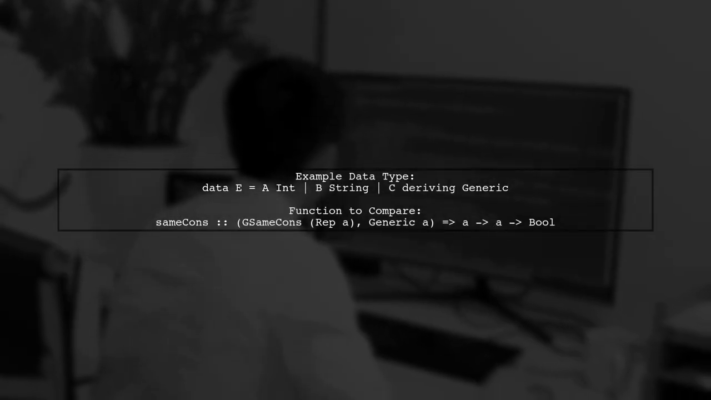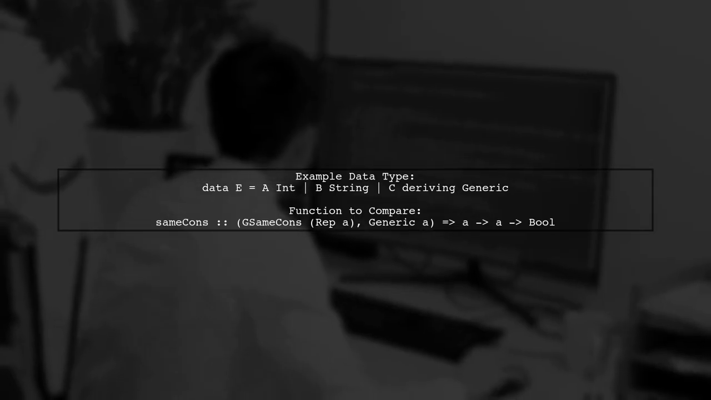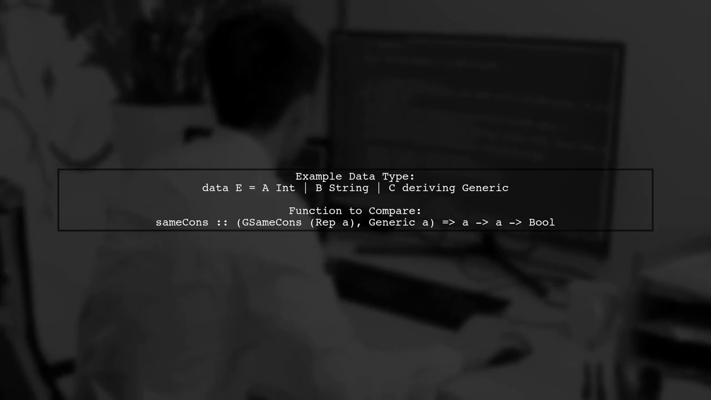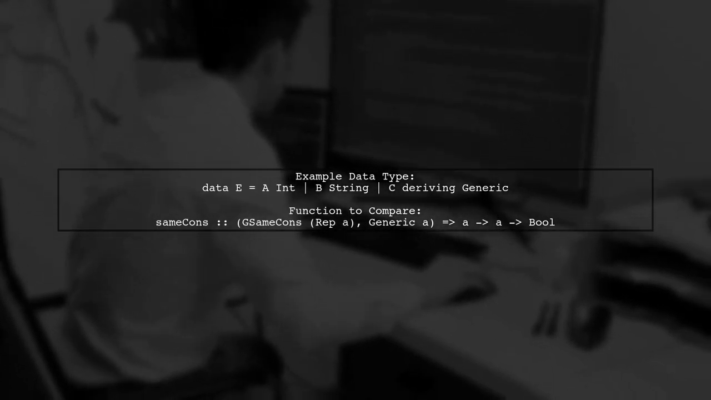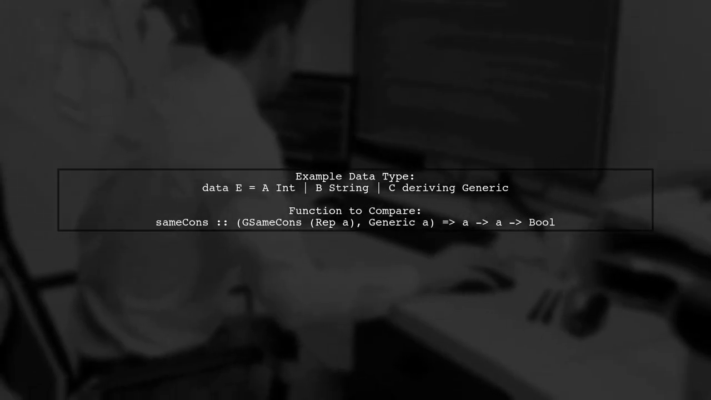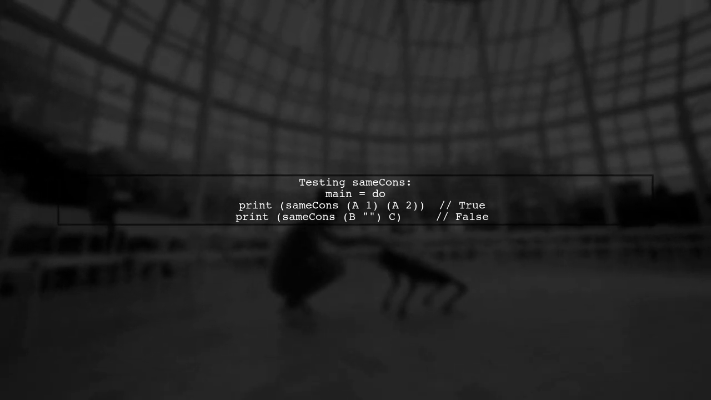Here's a quick example. You can define a data type like E with constructors A, B, and C. Then use the sameCons function to compare two values. In the main function, you can test sameCons with different constructors. It will return true if they match and false otherwise.